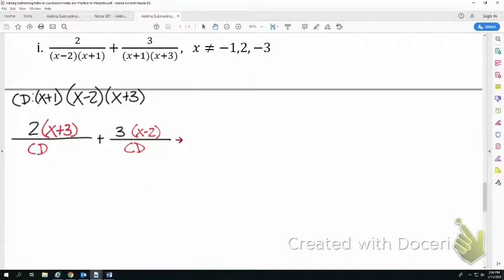So now I've got 2. I'm going to go ahead and distribute the 2. Okay, so as I do this, that would be 2x plus 6. It's an addition problem. And then I would have 3x minus 6, all over my common denominator. I'll combine my like terms. So that's going to give me just 5x up top.